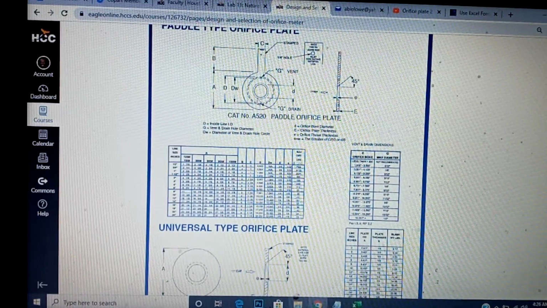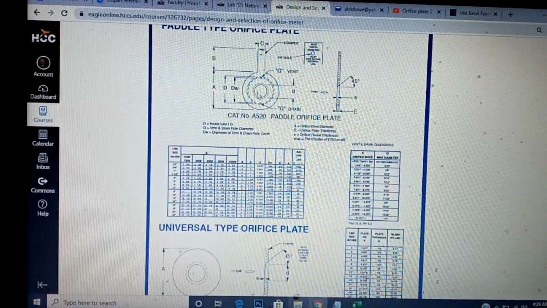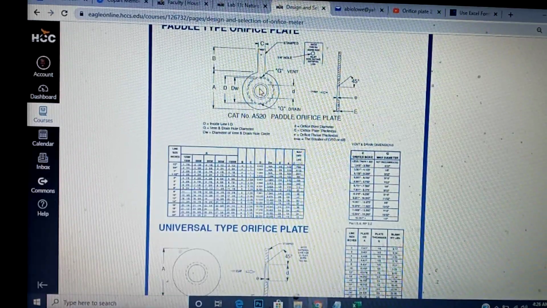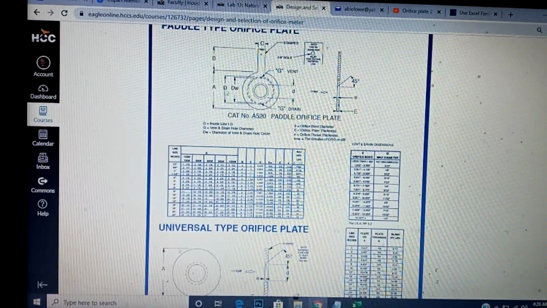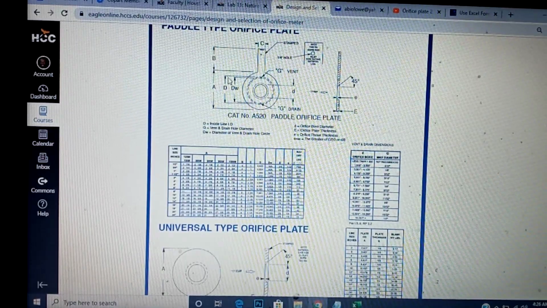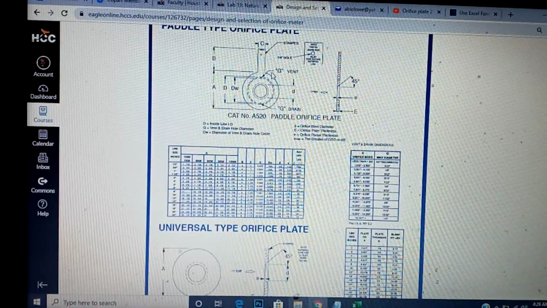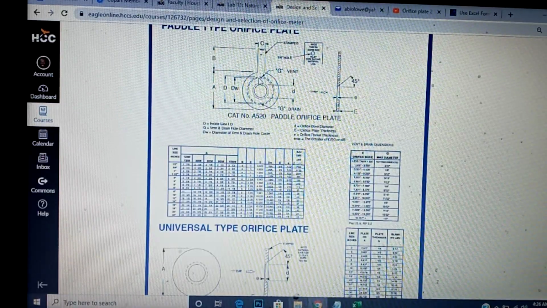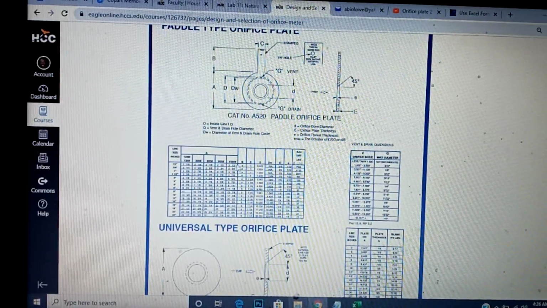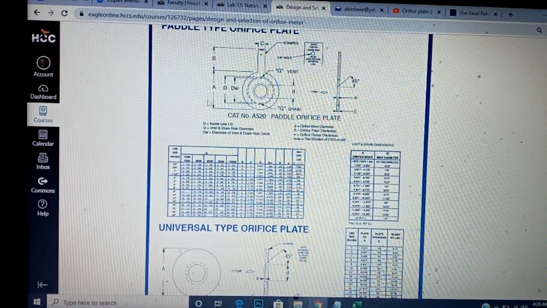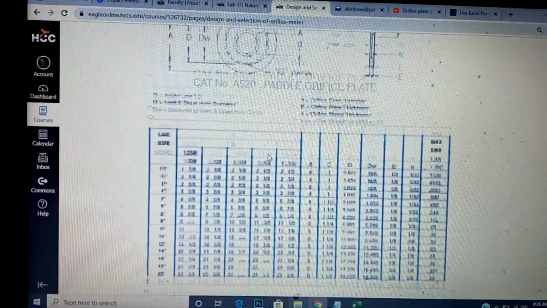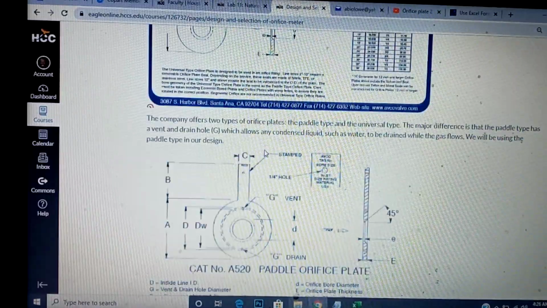Okay. Then small d is the size of the orifice. So we need to know A, D, and small d. Then we're also going to determine the size of the vent. You have everything in the catalog. So now let's look at A. So what is my specification? I say I don't want it to be larger than 20 inch.